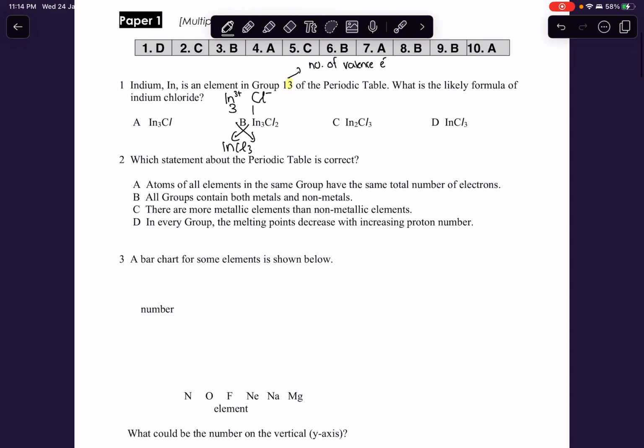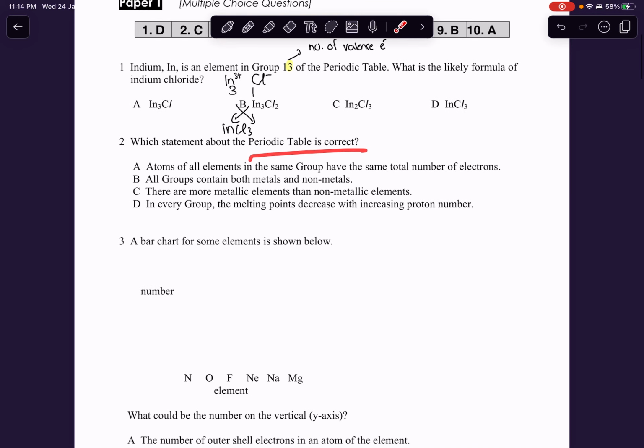Next, question 2: which statement about the periodic table is correct? Let's look one by one. Atoms of all elements in the same group have the same total number of electrons. This is incorrect, because as you go down the group, you increase the number of electron shells. So it's not possible for them to have the same number of electrons. You always increase down the group.